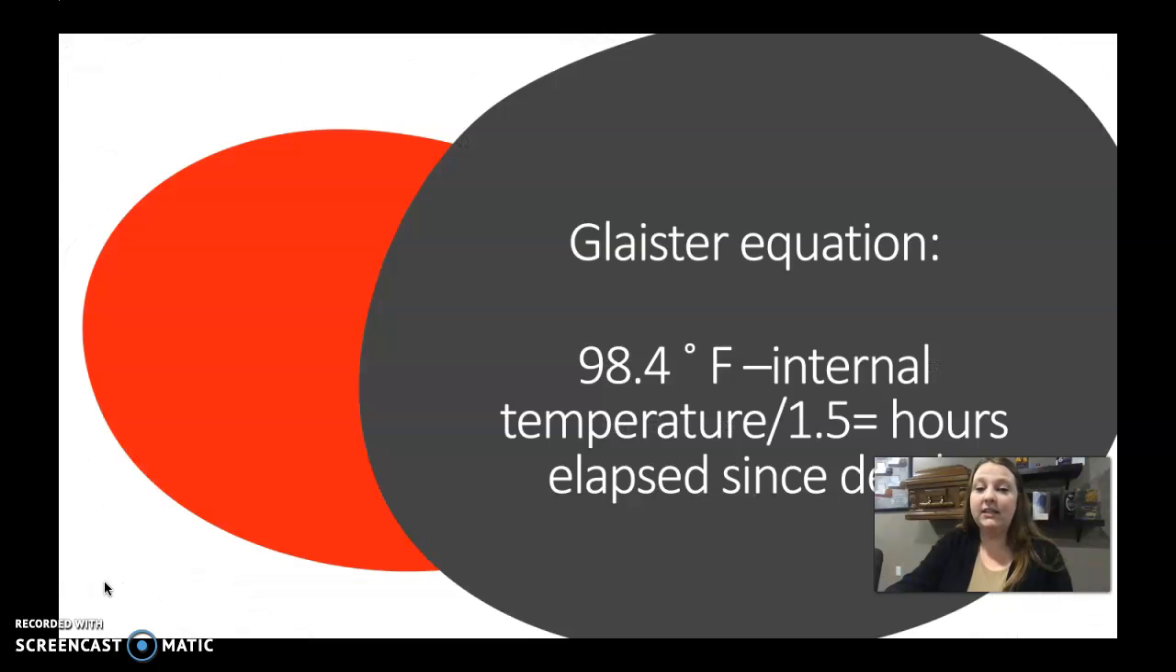That equation takes the 98.4 that we talked about earlier, and they use this because it's more common. Most people are closer to this number than they are to the 98.9 that I'd always heard of. You take that 98.4, subtract the internal temperature of the deceased, divide that by 1.5, and that would equal the hours elapsed since death. And that 1.5, again, is the degrees dropped for each hour after death.